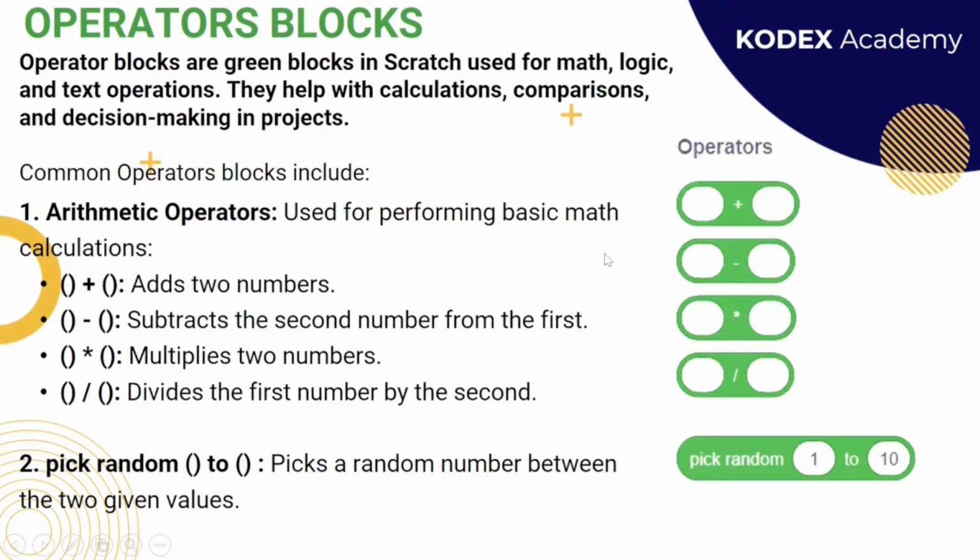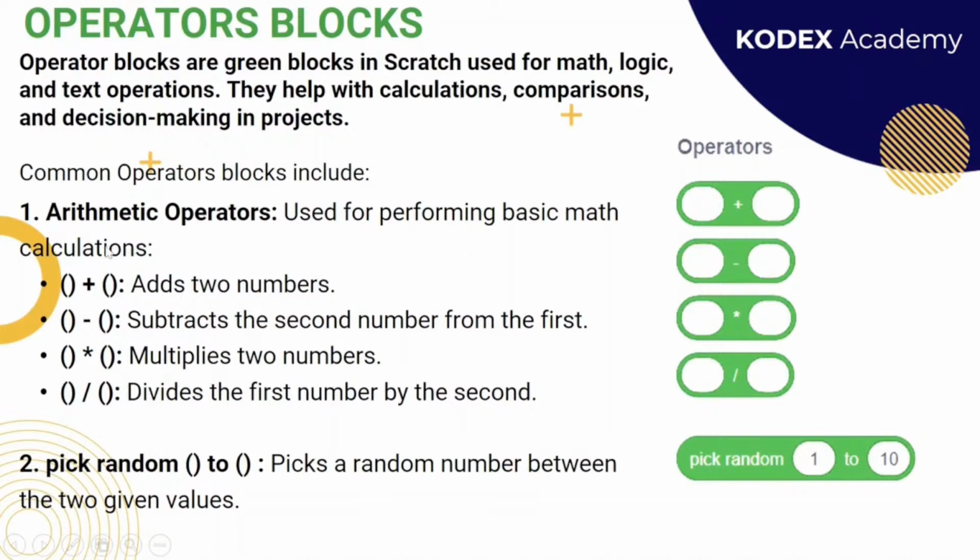When you use operator blocks, it will help you in mathematical calculations, when you want to pick some random numbers, and on the basis of that, when you want to perform any logical reasoning and mathematical calculation, it will help you a lot. And when you want to make a decision on the basis of two conditions, in that case also operator blocks are very helpful for you. Now we are going to discuss each and every operator block one by one.